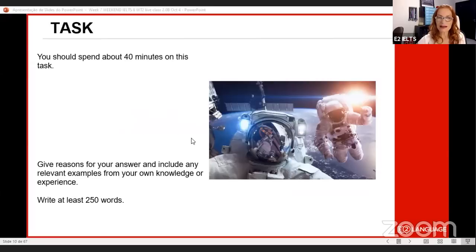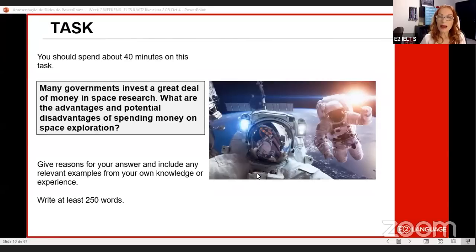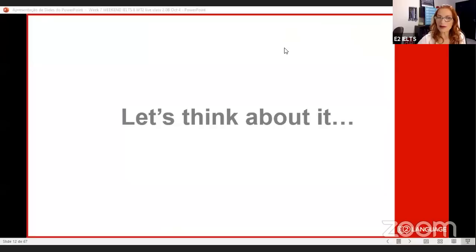And today's task then: so many governments invest a great deal of money in space research. What are the advantages and potential disadvantages of spending money on space exploration? Now, this is the real question. The first sentence is background information that is given. Let's think about it then.